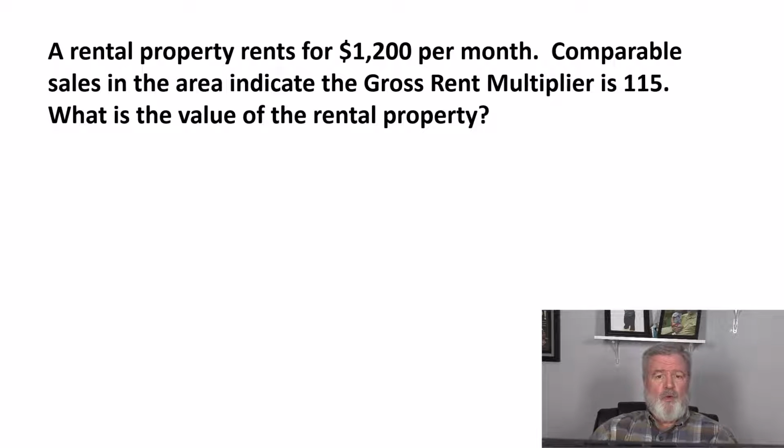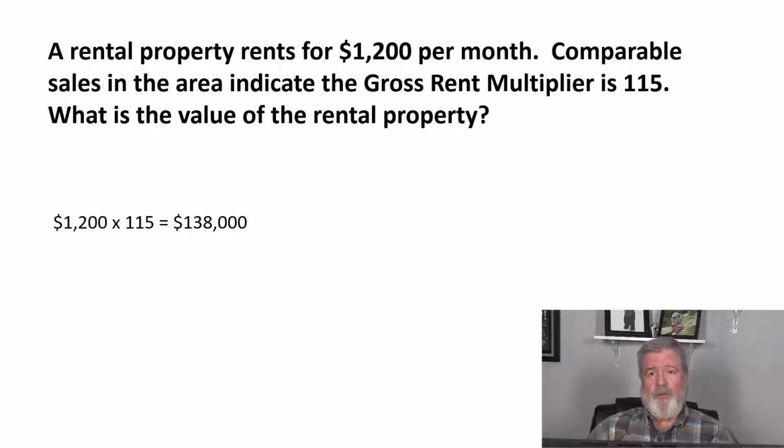Voila. So $1,200 in rent times the 115. So the value is $138,000. That's a pretty easy question right there. Gross rent multiplier in itself is honestly very easy. Very easy. Okay. Well, let's look at another one.